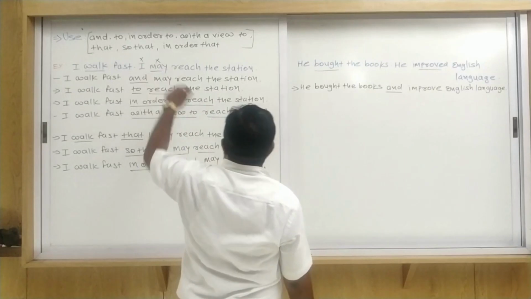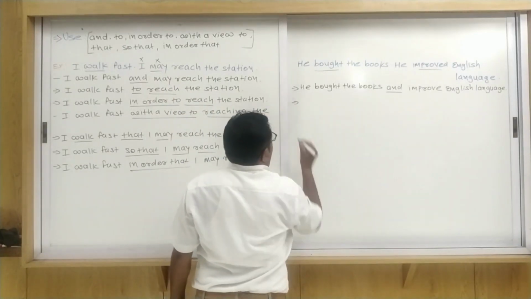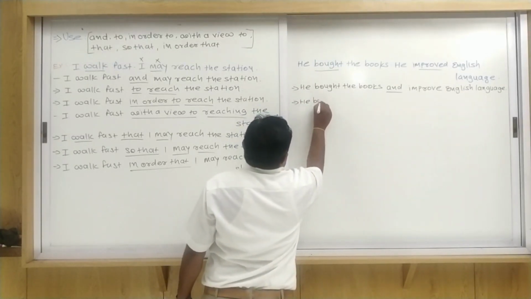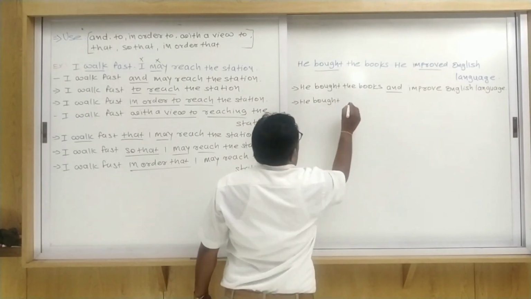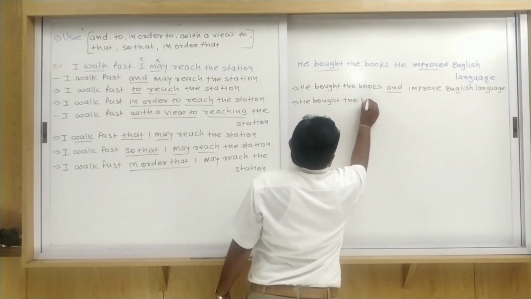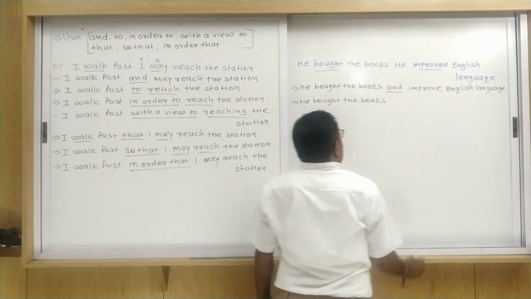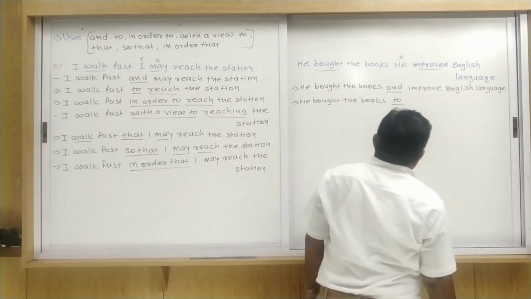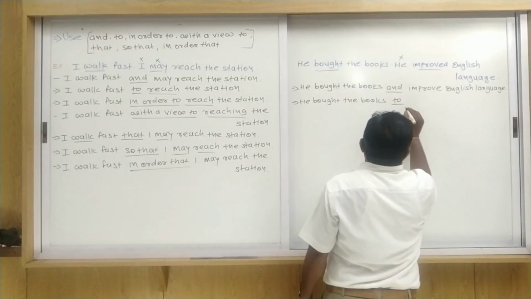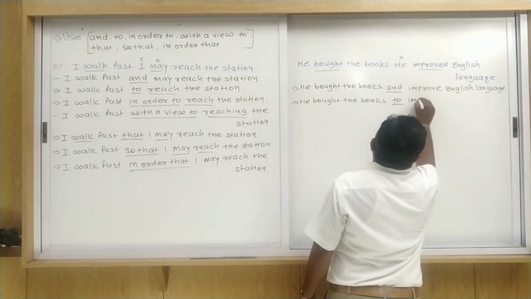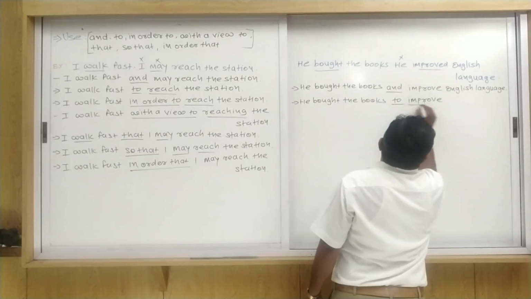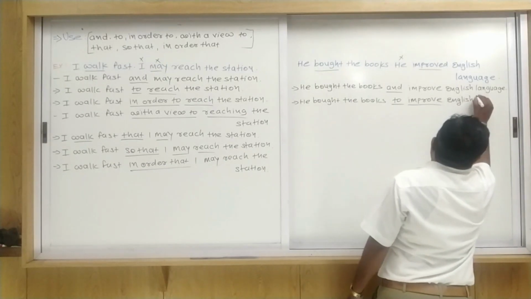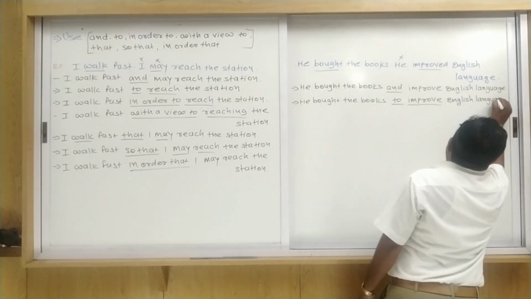Okay, now I use to. So first of all I write the intention. He bought the books. That is the intention. The purpose is to, so you remove he. He bought the books to improve, not improved, English language.